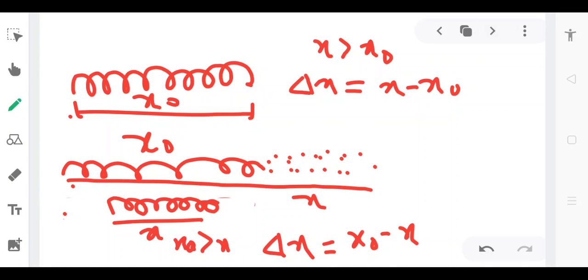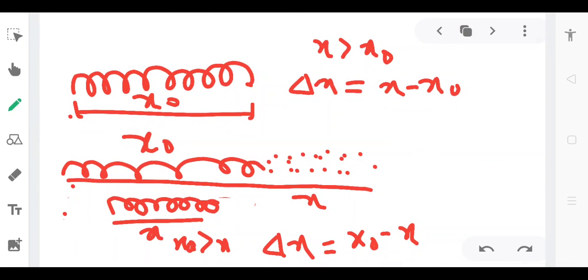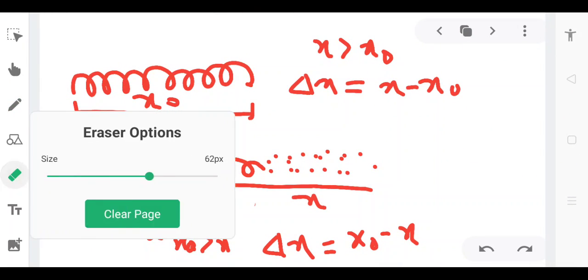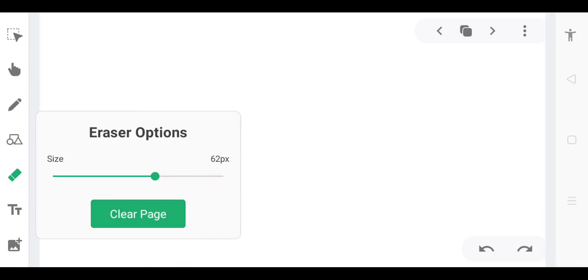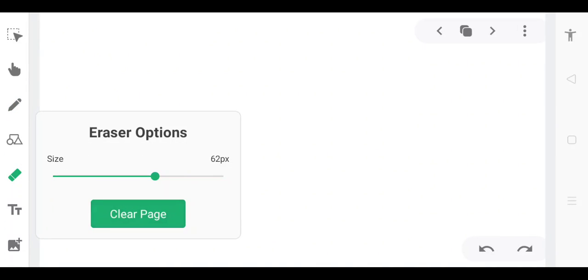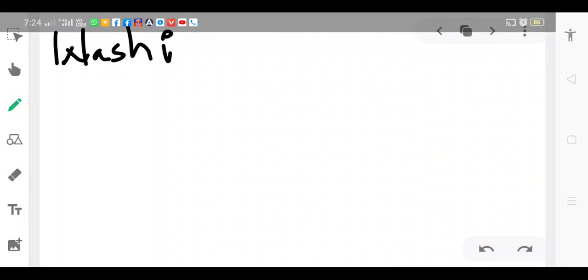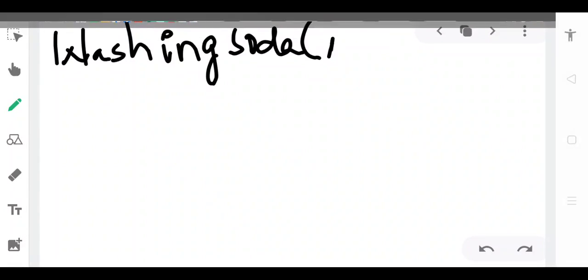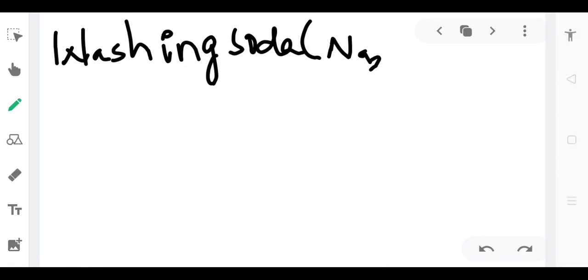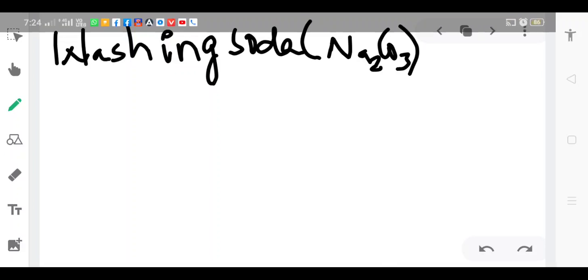So the next compound we are going to discuss is how it is prepared. That compound is washing soda, so we are going to discuss the preparation of washing soda. So how to prepare this? The chemical formula of washing soda is Na2CO3.